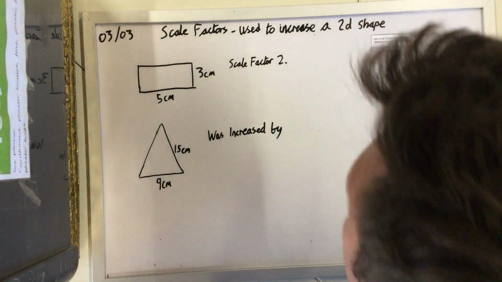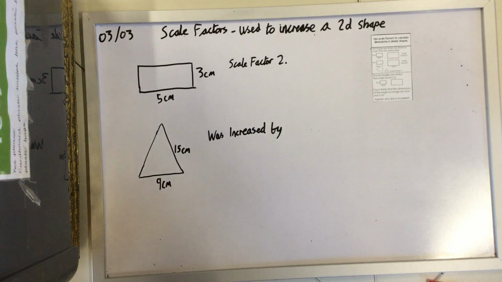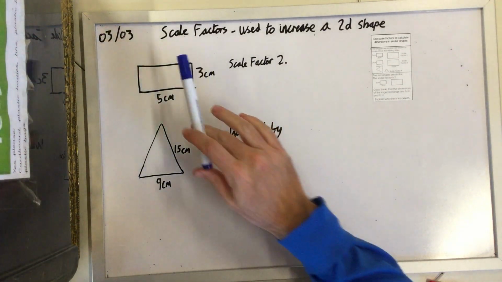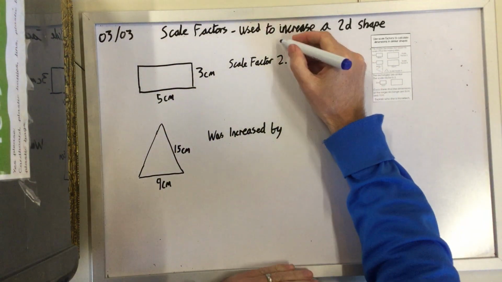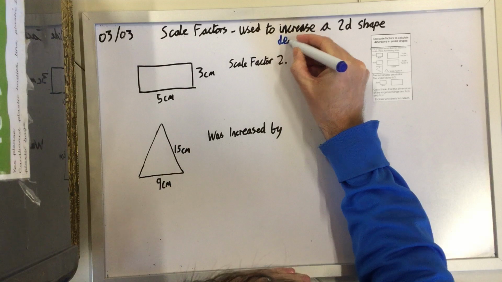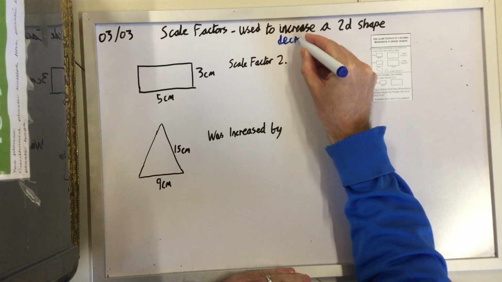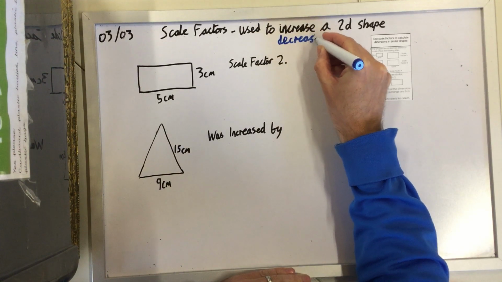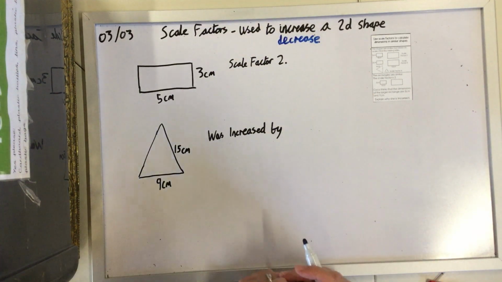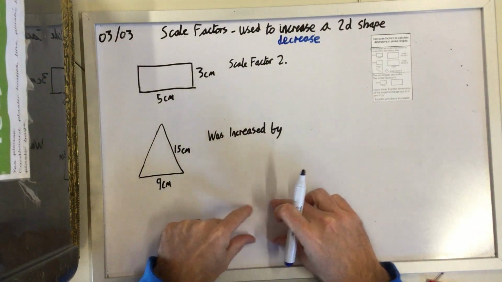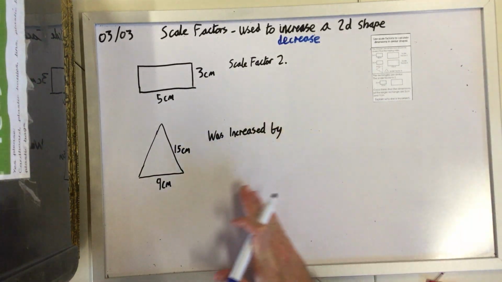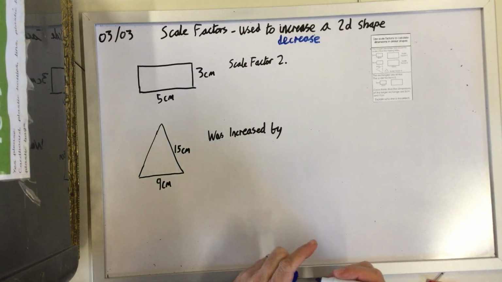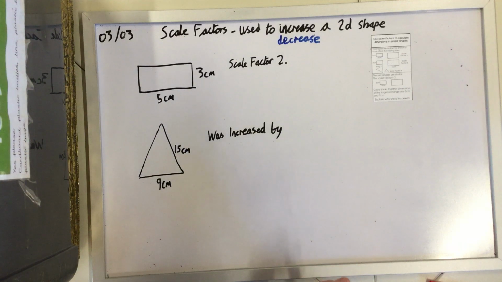Okay, scale factors then. So we use scale factors in a form of ratio. We use scale factors to increase or decrease a 2D shape. Usually on a scale, like a ruler, it goes up in even amounts, or goes down in even amounts. And that's kind of what we're using with a scale factor here.